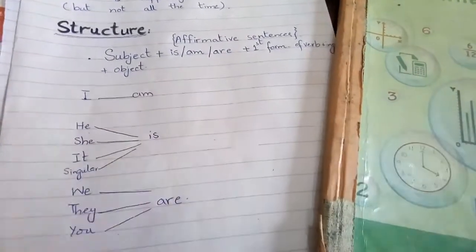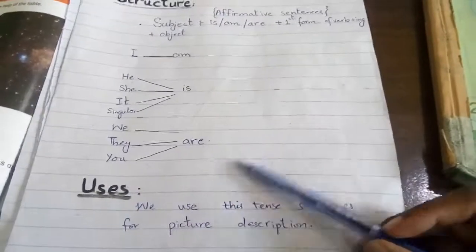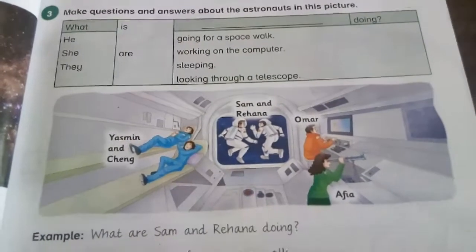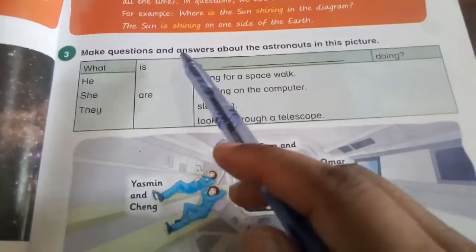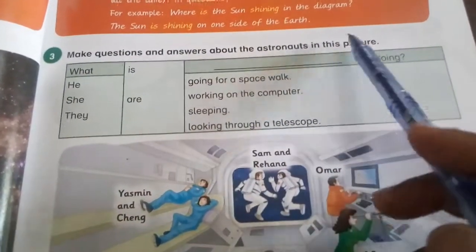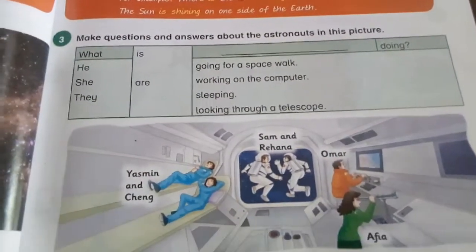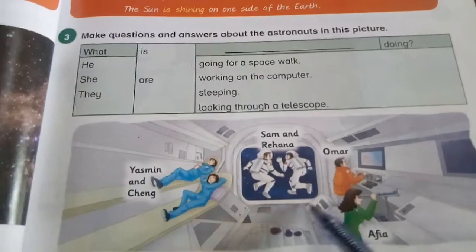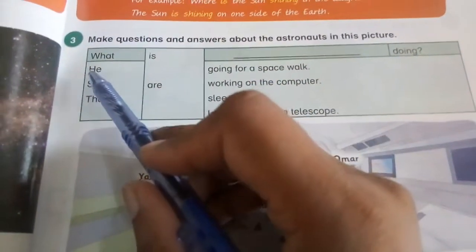Okay, now it's clear. Now I tell you, students, when we use this tense, we sometimes use this tense to describe a picture. For example, look at the picture on page number 51 of your class 3 textbook. Make questions and answers about the astronauts in the picture. As you know, astronauts are the persons who do research on space and planets. So you have to make questions like what is, and then you make the answer, he is doing this, she is, or they are.